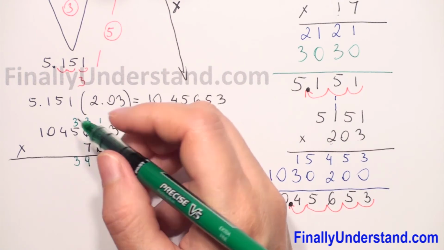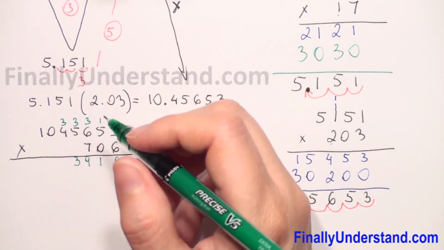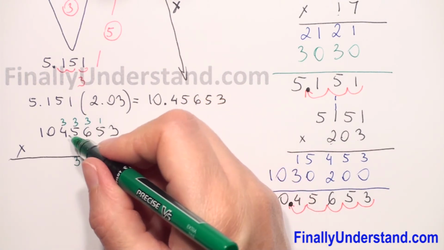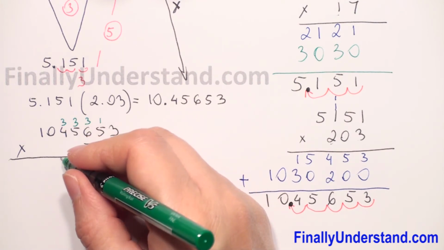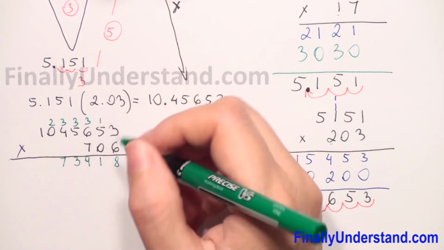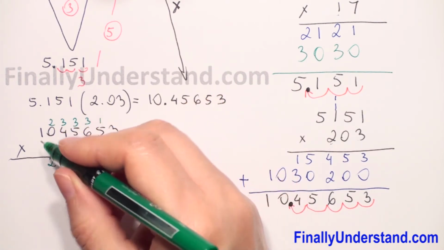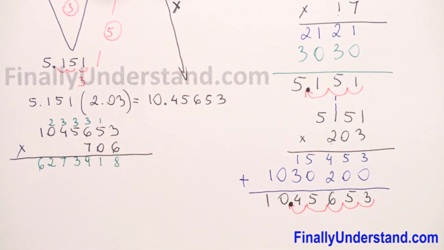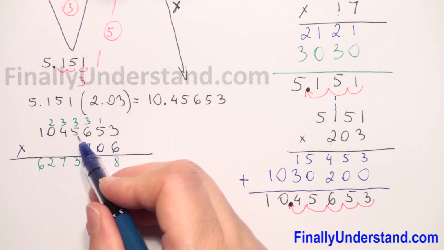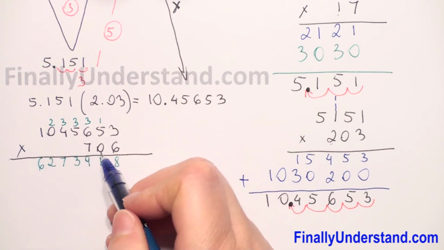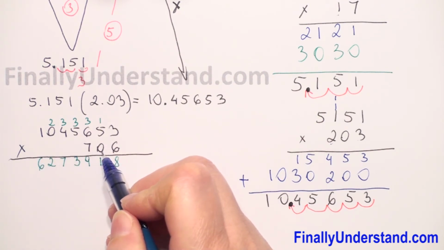So we have 3 and 3 we add to next column. 6 times 4 is 24 plus 3 is 27 and 2 will go to next column. 6 times 0 is 0 plus 2 is 2. 6 times 1 is 6. And next we have to multiply times 0 every number in the first row. But when we multiply times 0, it will be 0.